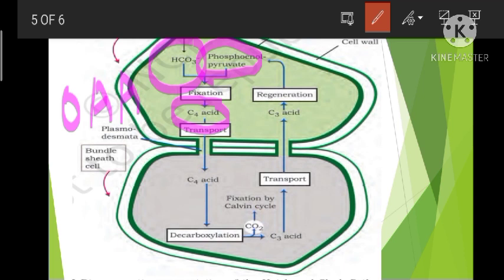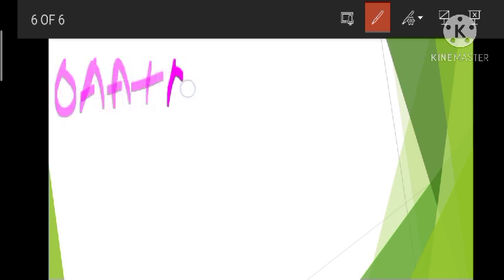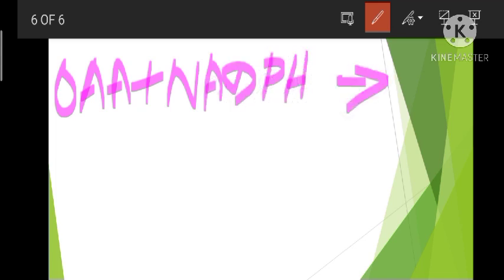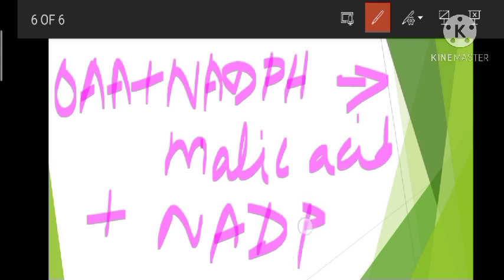Okay. Now, this C4 acid or this oxaloacetic acid can be then converted into other 4 carbon acids like malic acid or aspartic acid. How malic acid is formed? OAA will be reacting with NADPH. As a result, what will be formed? Malic acid will be formed. Okay, malic acid plus NADP will be formed. It is catalyzed by the enzyme dehydrogenase.